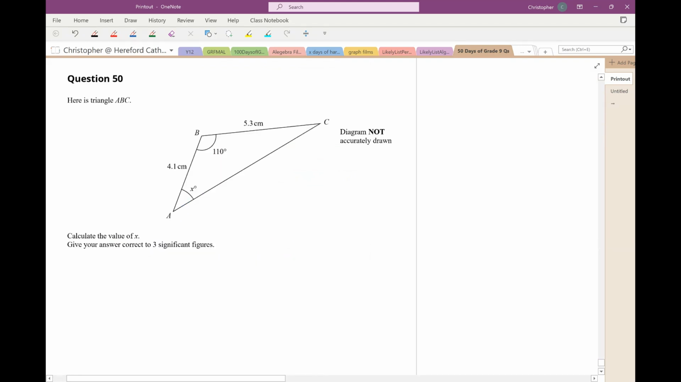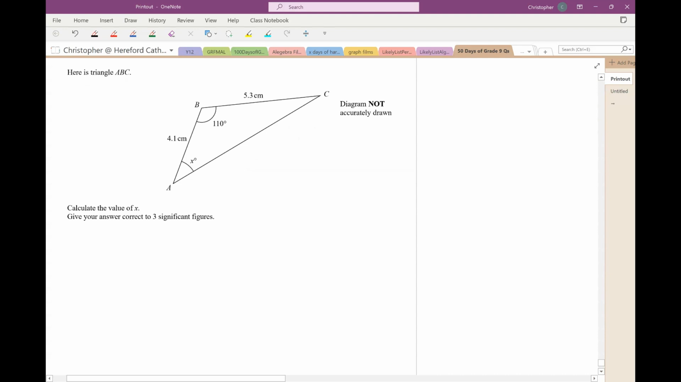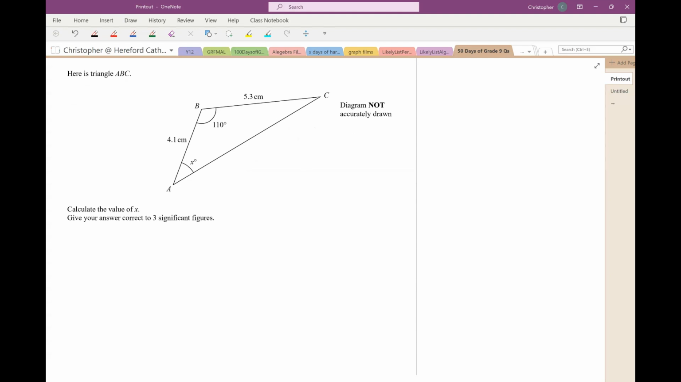Question 50. Here is a triangle, ABC. Yes, it is. I'm given some information there, and I'm asked to calculate the value of x. Now I'm thinking, can I use the sine rule? Because I've got that and that, but I don't have that and that, or that and that. I'm wondering if I can find one of those, though, to help me out.